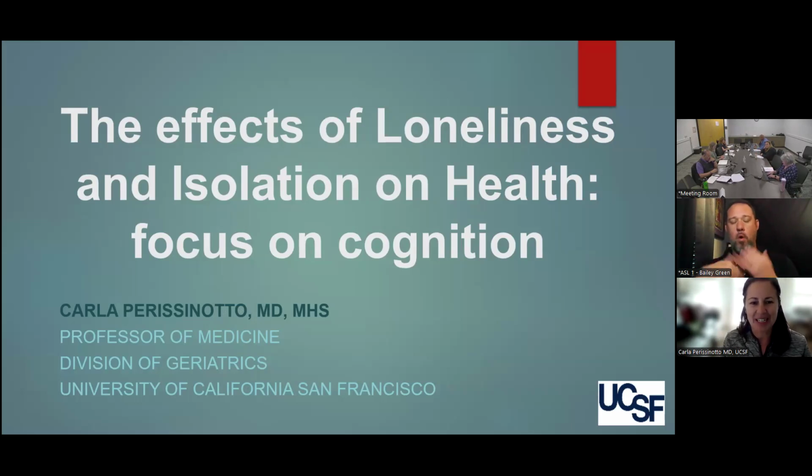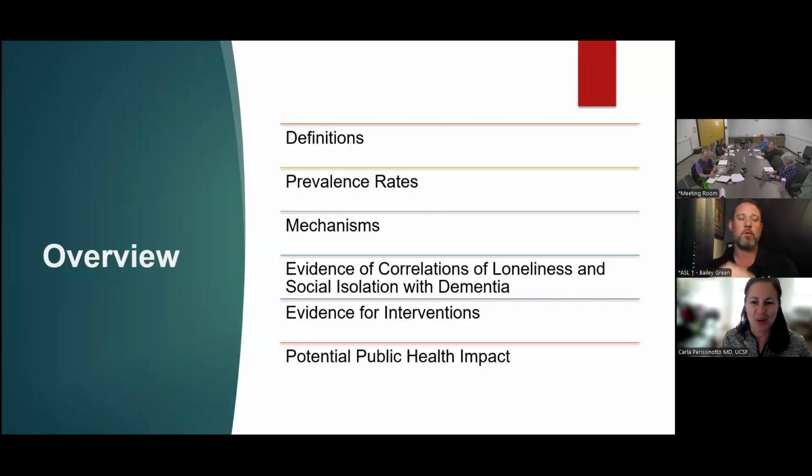But this is really to give us an overview. So what we're going to talk about is some definitions of social connection and disconnection, what prevalence rates look like, and how we think loneliness and isolation may affect our cognitive health. We're probably not going to get into the evidence of interventions, but maybe that'll come up in questions. But I think importantly, this all has tremendous public health implications.